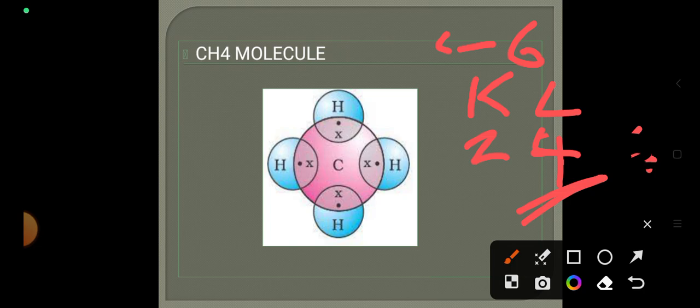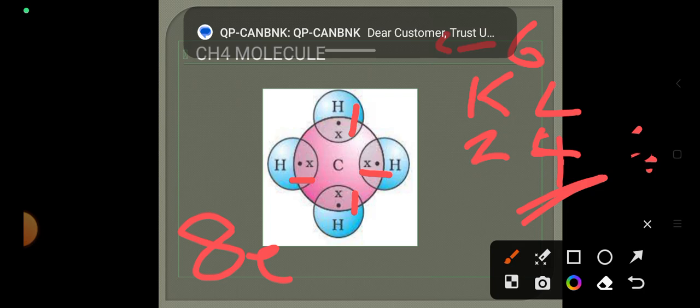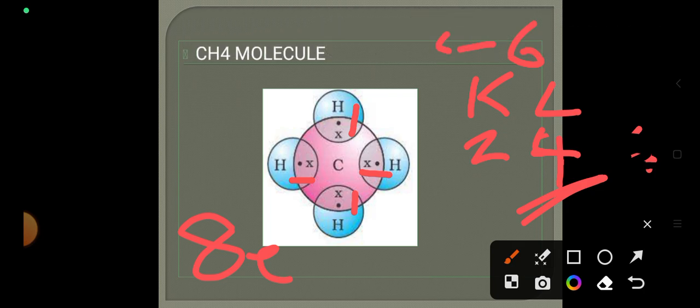Now if we count the total number of electrons, here we have 2 plus 2 is 4, plus 2 is 6, plus 2 is 8. So it has attained the octet configuration, hence the methane molecule is stable. So this is how we write the electron dot structure for methane.